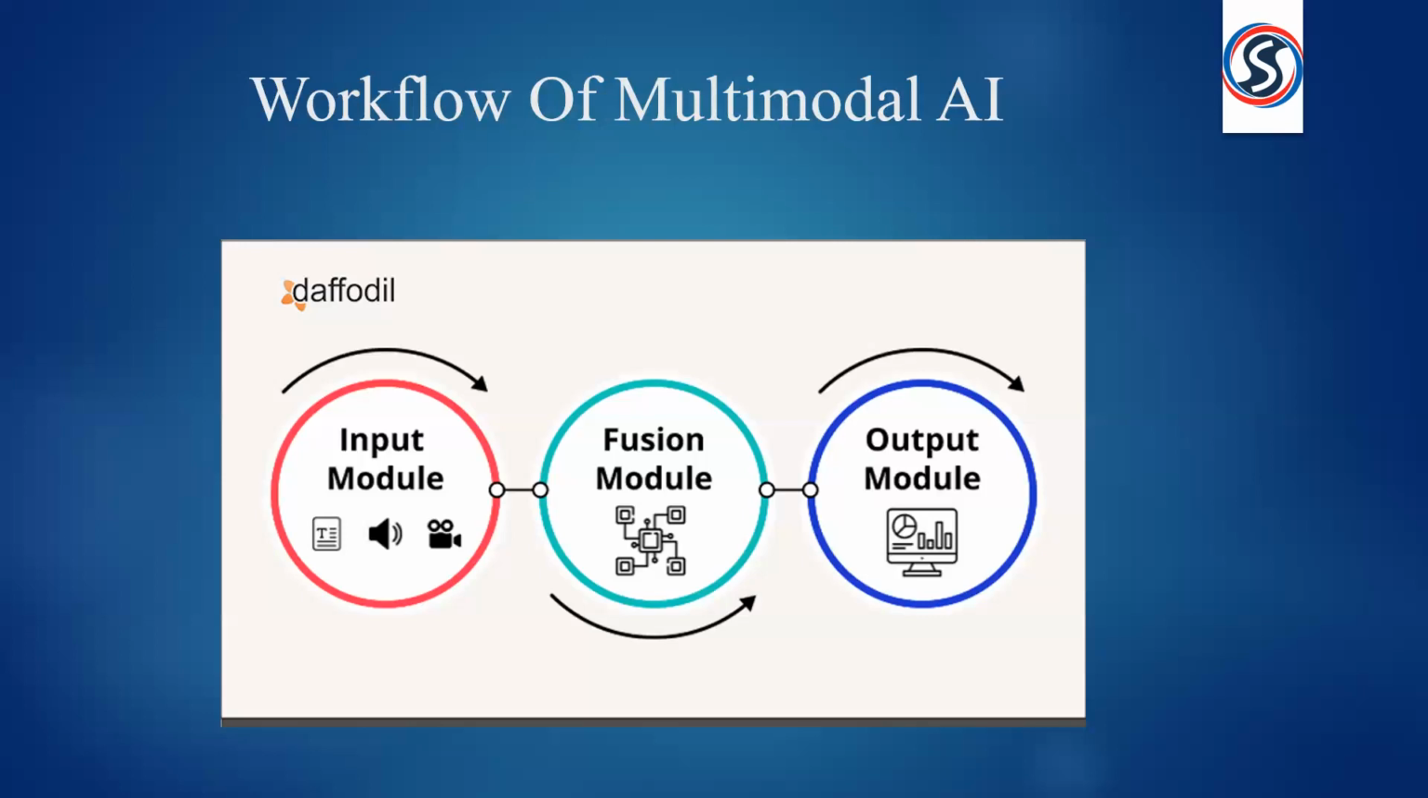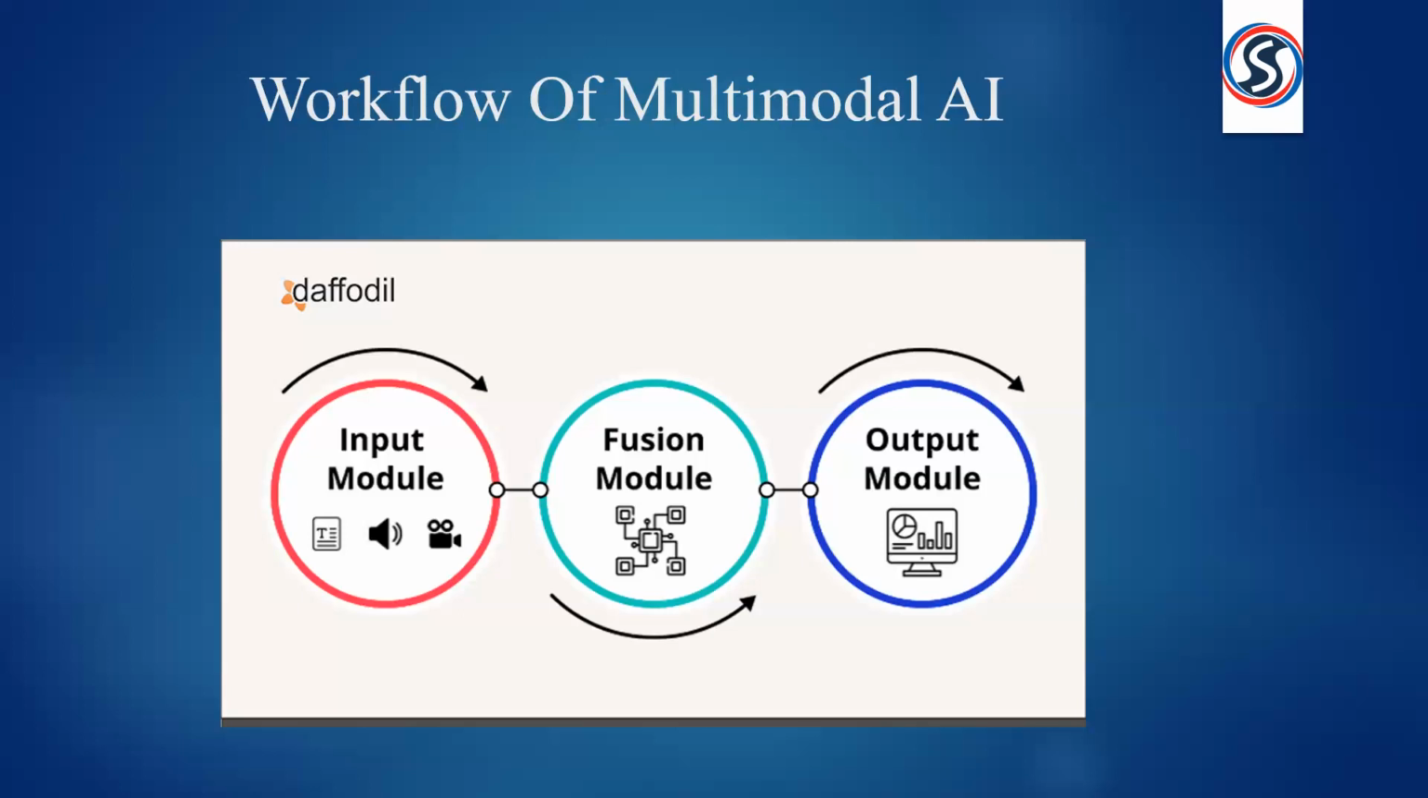Then after that we have the output module. The output module is responsible for generating the final result or prediction based on the information processed and fused by the earlier stages of the architecture. Last but not least, the output module takes the fused information as input and generates a final output or prediction in a form that is meaningful to the task at hand.